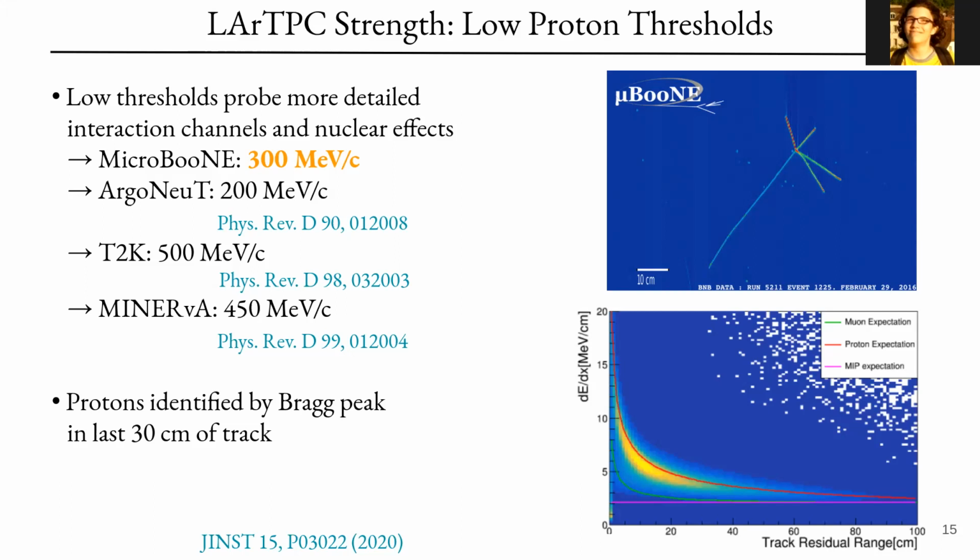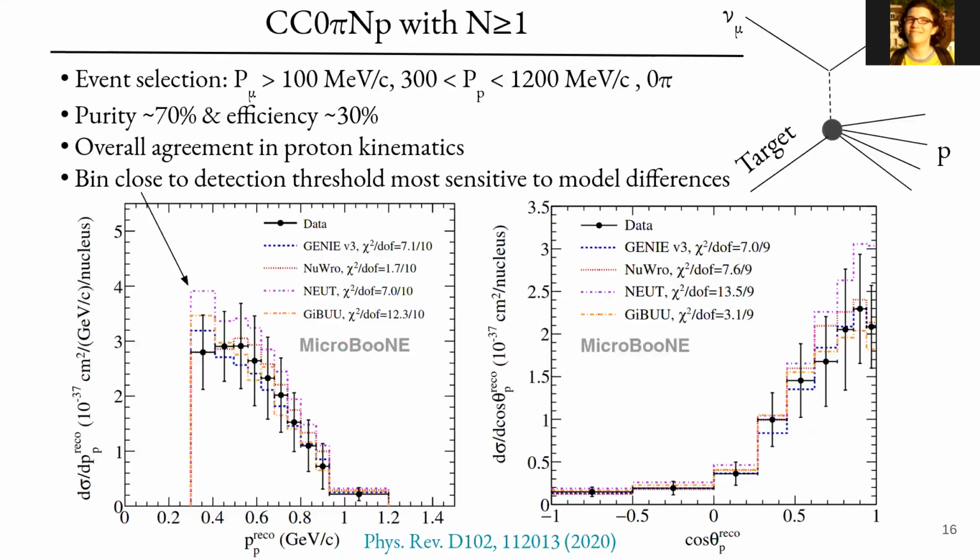And the way that we identify the protons in our detector is by using the energy deposition per unit length as a function of the residual range, and specifically by using the Bragg peak in the last 30 centimeters of the track. So that brings us to our first, more exclusive measurement on MicroBooNE, which includes an event selection with a muon above 100 MeV/c, at least one proton in the final state above the detection threshold of 300 MeV/c, and no pions in the final state. This event selection results in a purity of about 70% and an efficiency of about 30%.